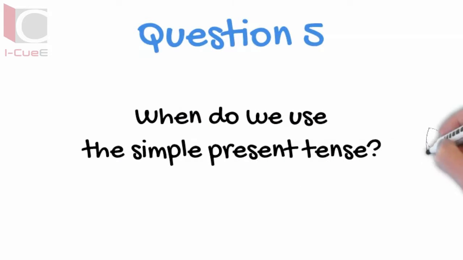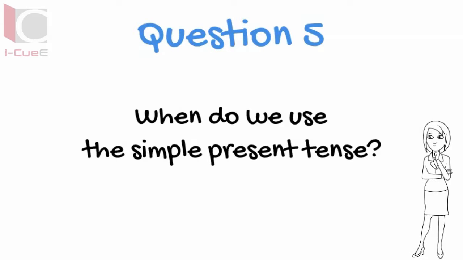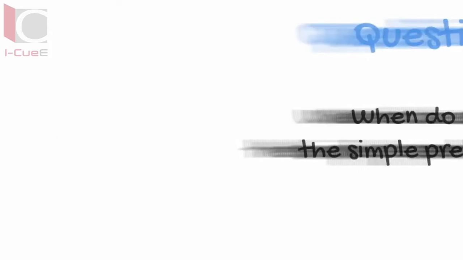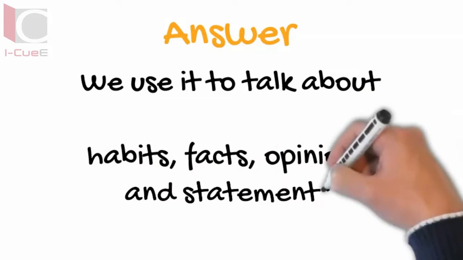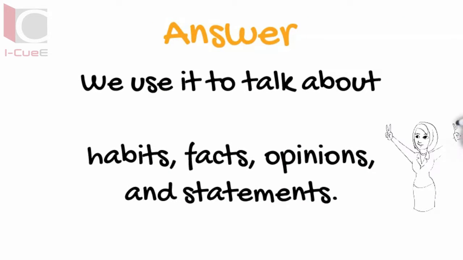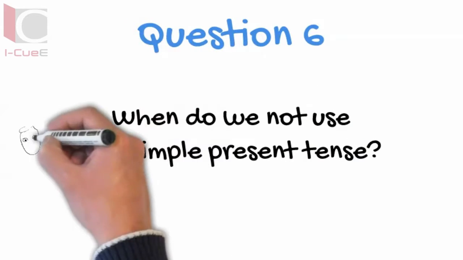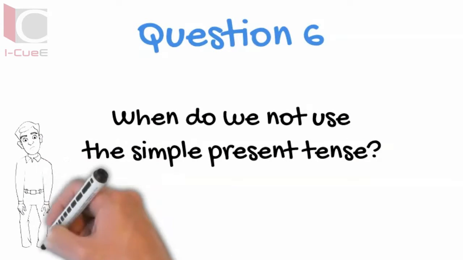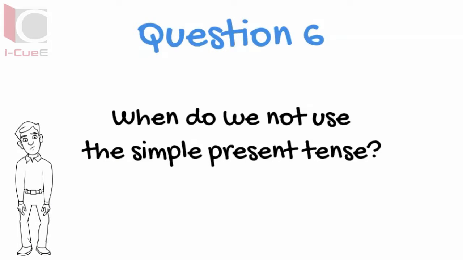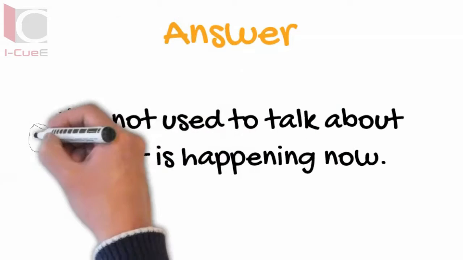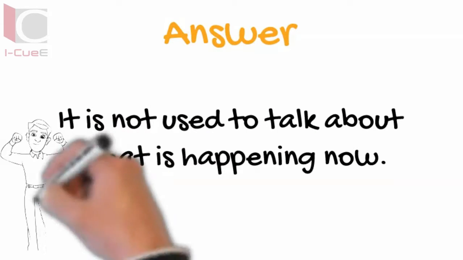When do we use the simple present tense? We use it to talk about habits, facts, opinions, and statements. When do we not use the simple present tense? It is not used to talk about what is happening now.